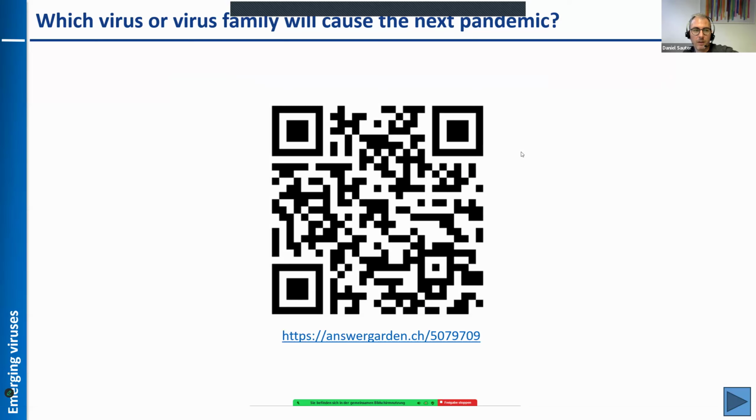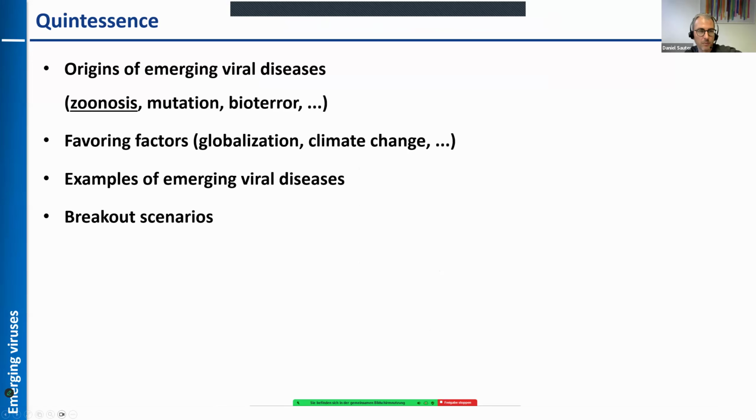Perfect. I'm actually on my last slide. So this is just a brief recap. Today in the first half, we learned about origins of emerging viruses, including naturally occurring types of mutations, zoonosis, and factors that favor their spread: climate change, globalization, vaccination gaps. And in the second half, we discussed a few more examples.